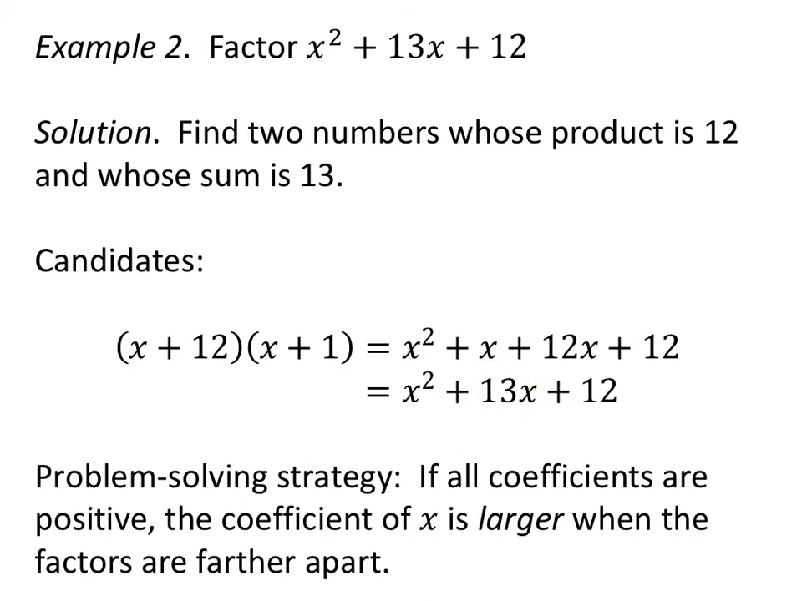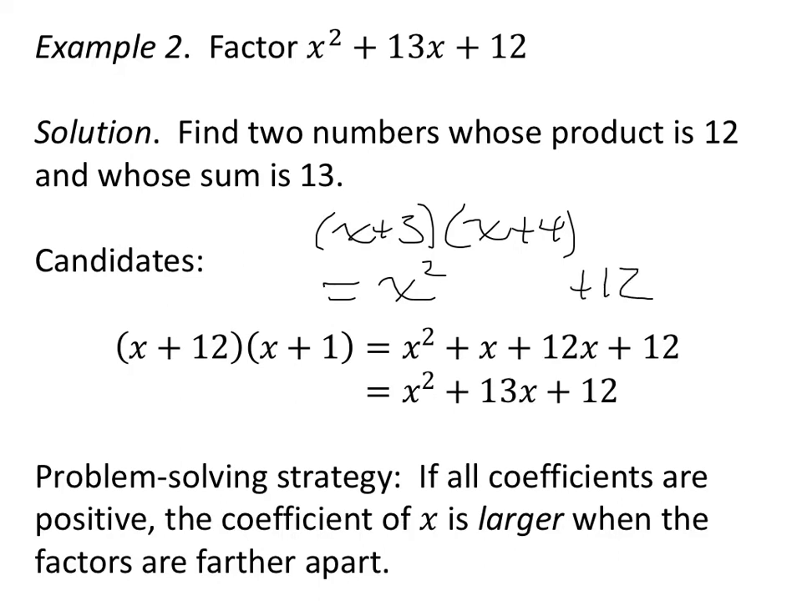Just take, for example, had I done something where they're really close, like x plus 3 times x plus 4, you can work this out for yourself. I would have x squared, the last term would be 12, and then the middle term would be plus 7x. Notice that the coefficient of x there is smaller because those two terms are much closer together. Just something you'll pick up as you do some practice with this.